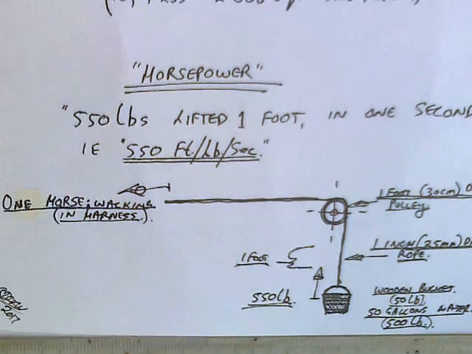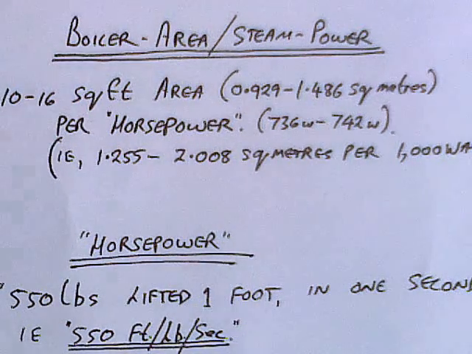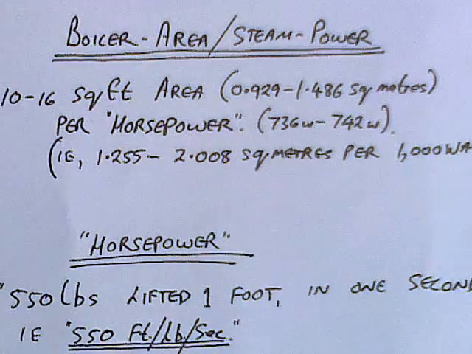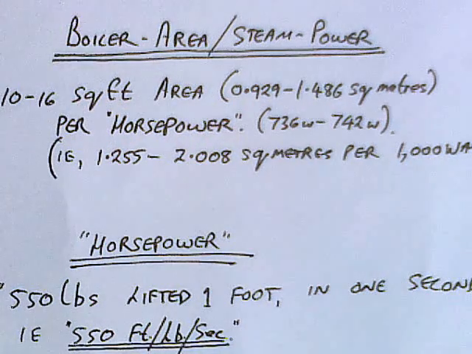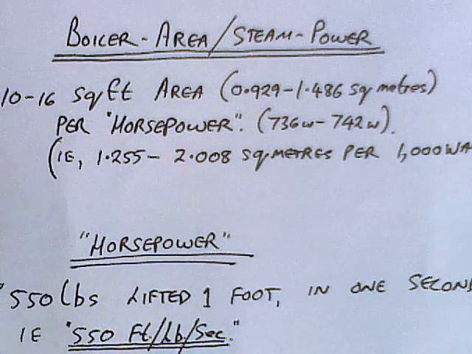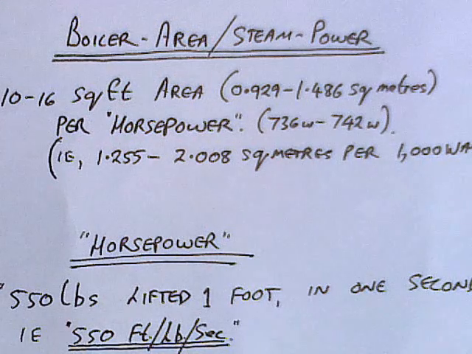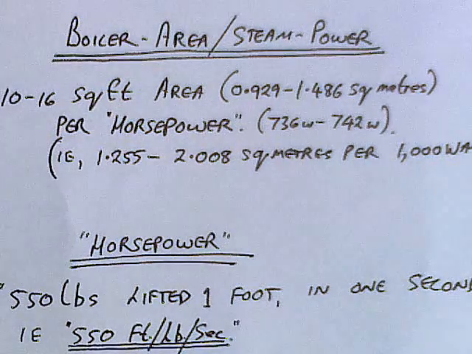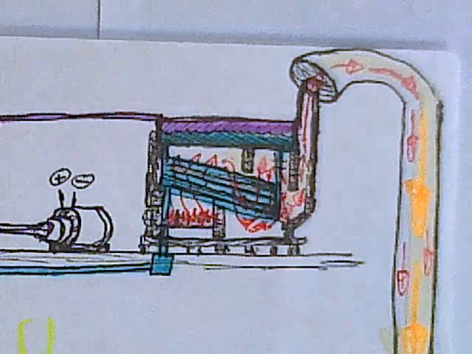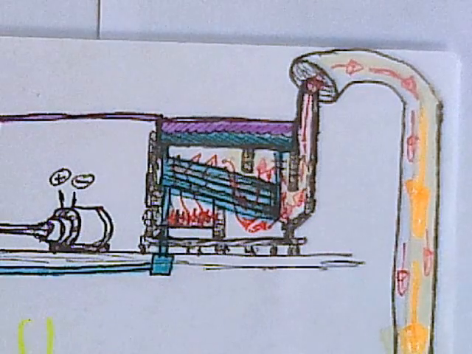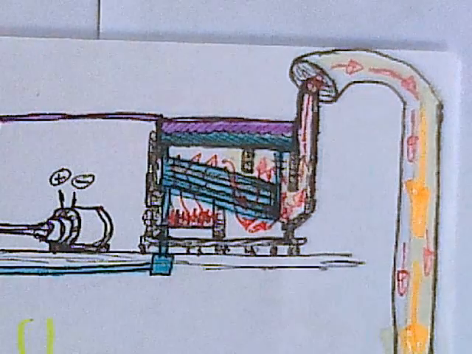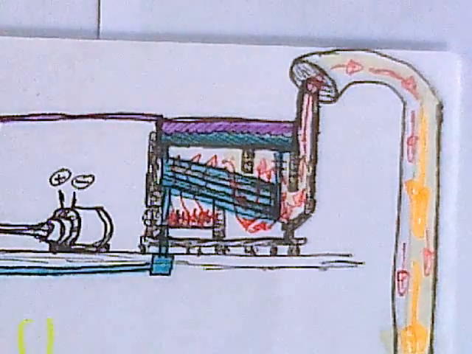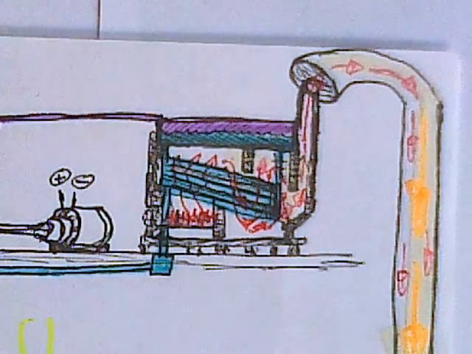Right, back to boilers. To have a boiler generate enough steam to run it through an engine and generate horsepower, you need 10 to 16 square foot of boiler area per horsepower, that's 0.929 to 1.486 square metres per 736 to 742 watts, i.e. 1.255 to 2.008 square metres of boiler area per 1,000 watts or kilowatt. And as I said, it's the horizontal water tube boiler which is the most efficient. That's your sort of 10 square feet to the horsepower.